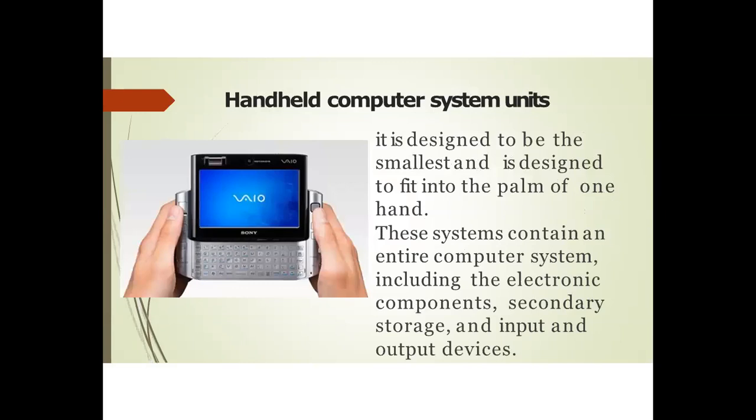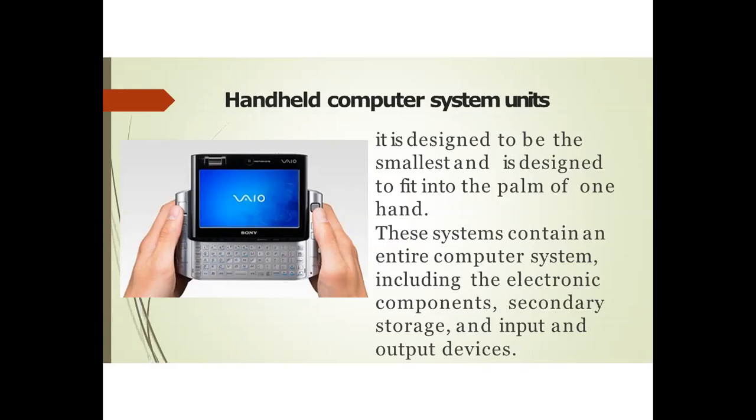And the next one is the handheld computer system units. It is designed to be the smallest to fit the palm of one hand. So this system contain an entire computer system including the electronic components, the secondary storage, and the input and output devices. So ganun siya kaliit pero nasa loob niya na yung electronic components. It is a small type computer.